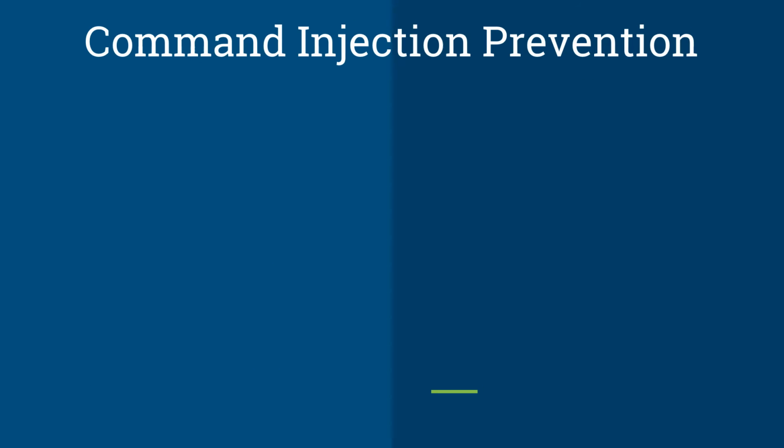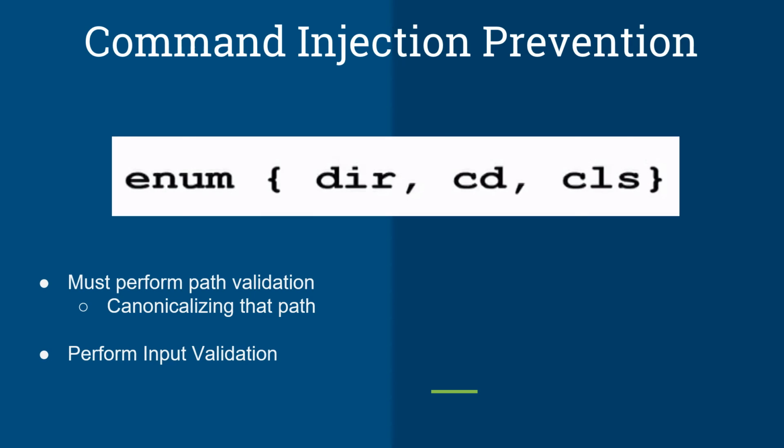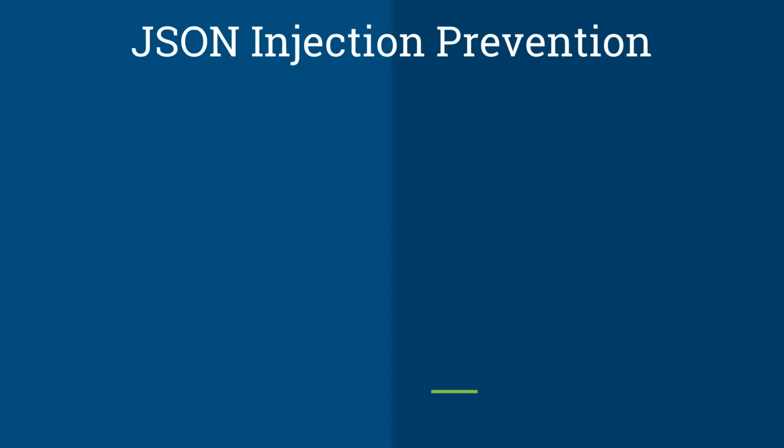Now in regards to command injection prevention, we definitely need to perform some sort of path validation. This is usually done by first canonicalizing the path and showing that it's not a symbolic link, that it is a full absolute path and that it matches the OS. And then you want to perform your input validation. Make sure that you have some sort of array or enumeration of acceptable commands, so that anything that falls outside of that will not be accepted in your program.